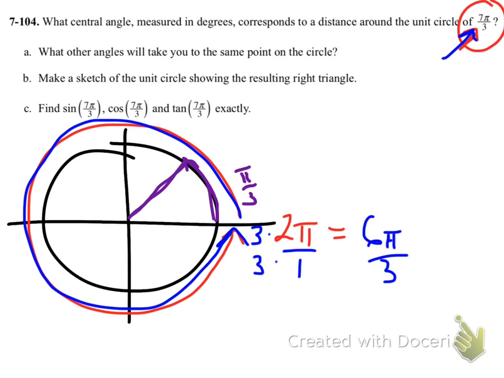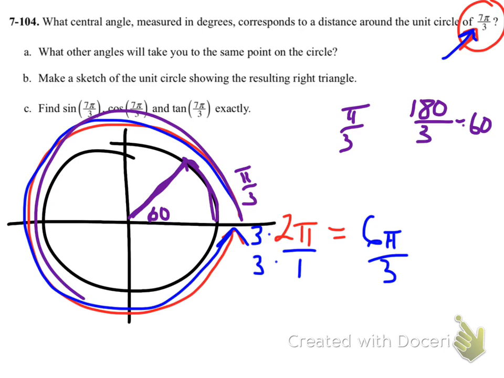So the angle is going to be right here. A pi over 3, in radians, is going to be the same as 180 divided by 3 in degrees, which means I'm dealing with a 60-degree angle. So pi over 3 and 7 pi over 3 are the same as 60-degree angles. 7 pi over 3 just means it went around the unit circle one full time and then ended there.